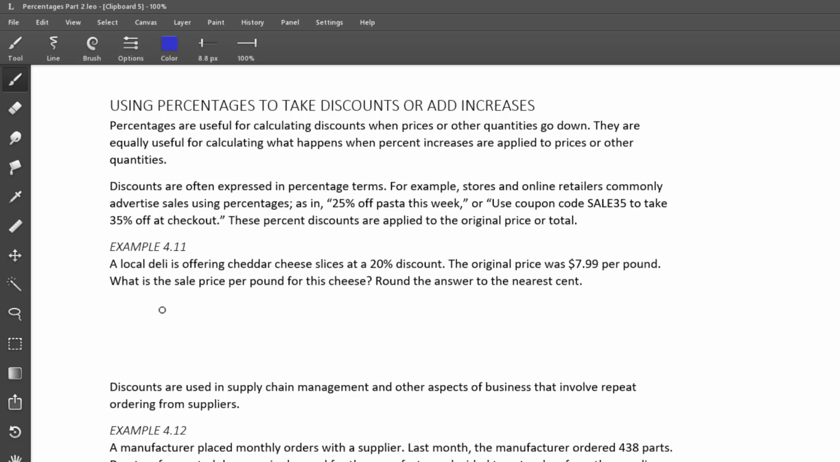Taking a look at example 4.11, a local deli is offering cheddar cheese slices at a 20% discount. The original price was $7.99 per pound. What is the sale price per pound for this cheese? Round the answer to the nearest cent. So remember, the nearest cent is the hundredths place. The original price was $7.99 per pound, and we want to apply this 20% discount to that. There are a couple ways to go about this. One is to simply calculate how much 20% of 7.99 is, and then subtract that amount from 7.99.